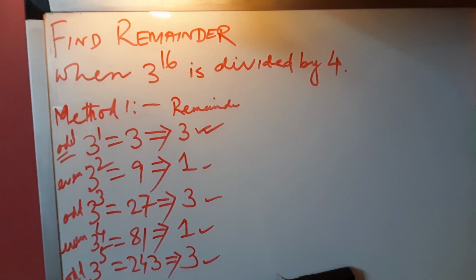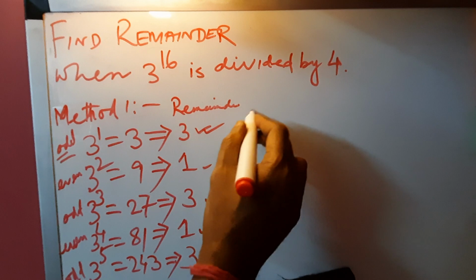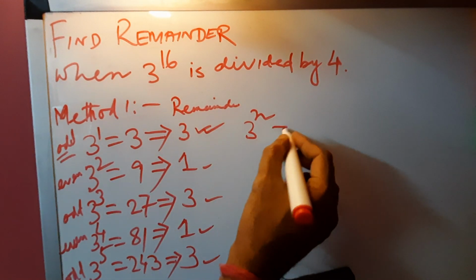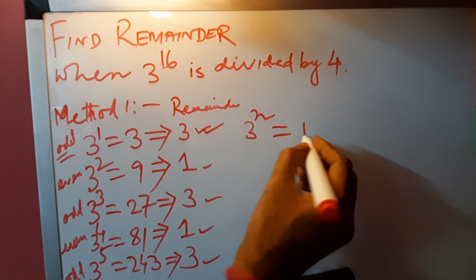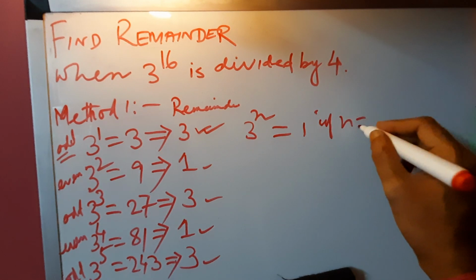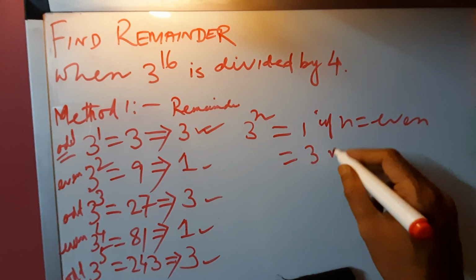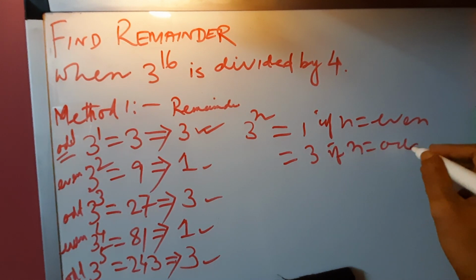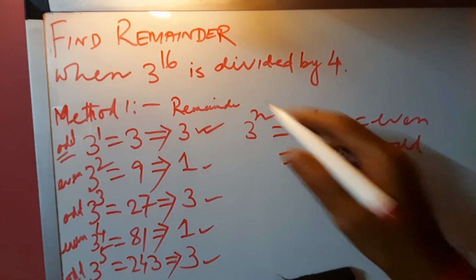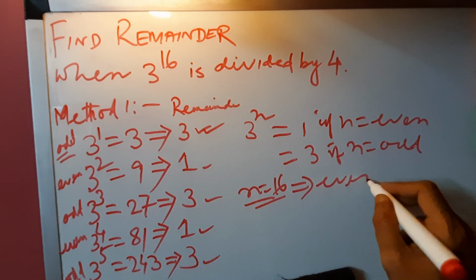So that means if we divide 3 to the power n by 4, then the remainder will be 1 if n is even, and 3 if n is odd. Correct? So here n equals 16. 16 is an even value, right?